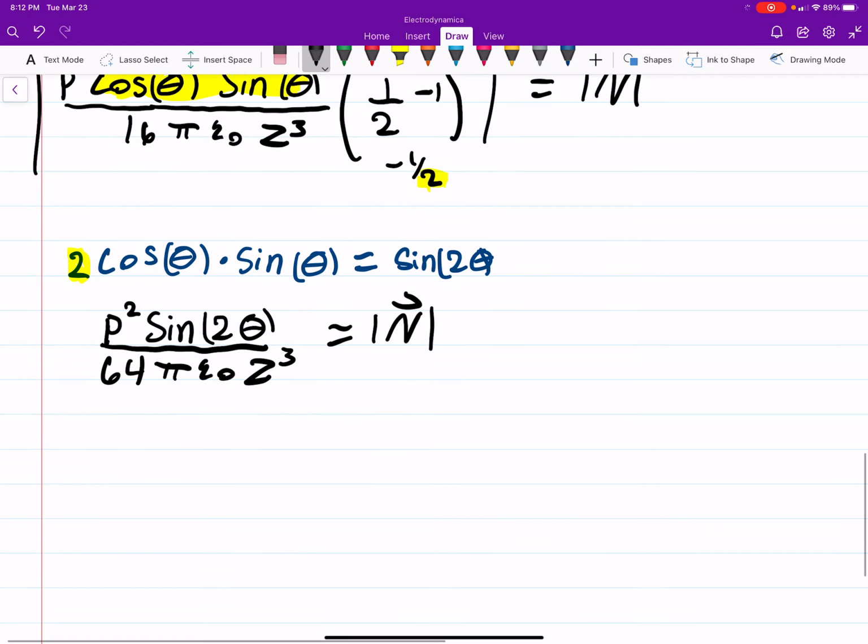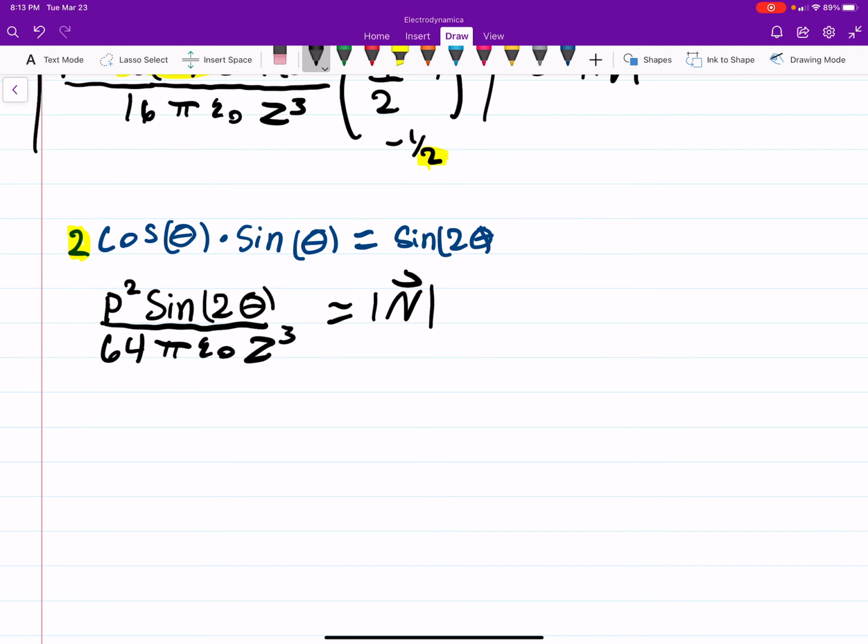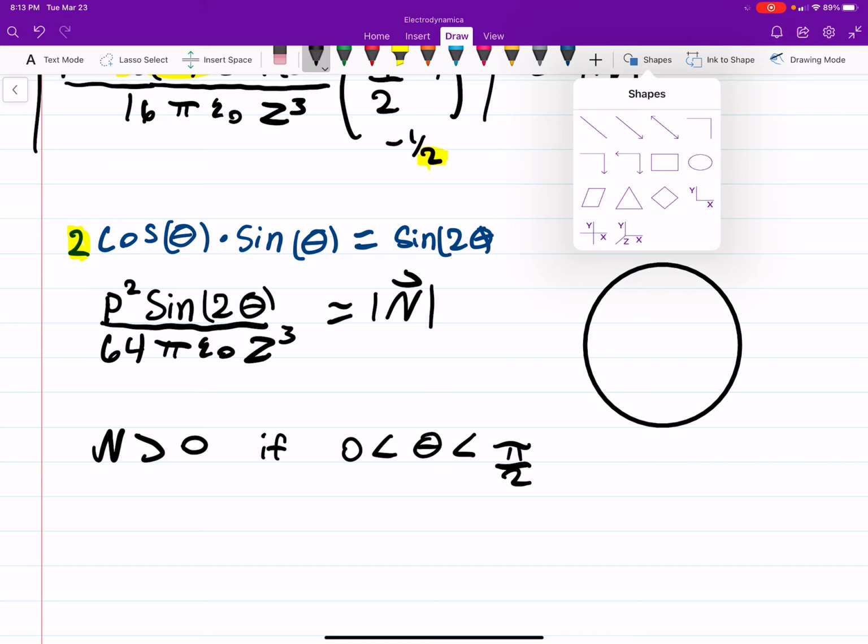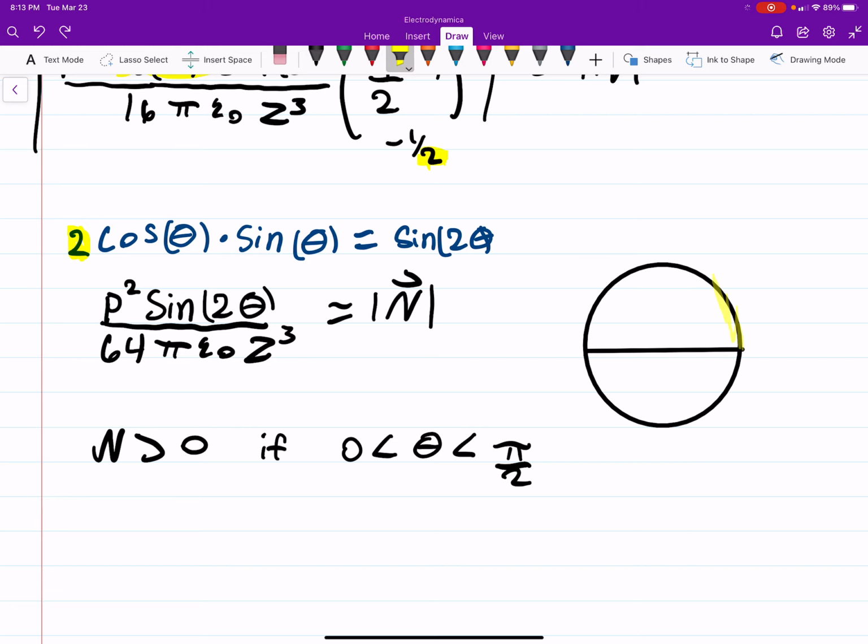Now, if we want to know how this thing is going to spin, we just have to remember the rules for torque. Our torque will be greater than 0 if theta is between 0 and pi over 2. If you had a unit circle, let's just say that's the center, sine is going to be positive along this side, which is 0 to pi, but do keep in mind we have the 2 in here. And when we have a positive torque, it rotates counterclockwise.